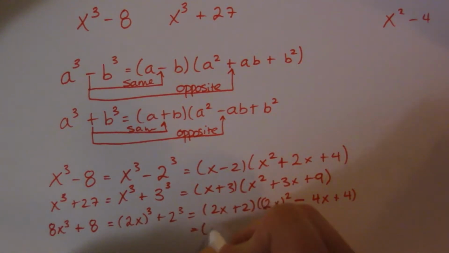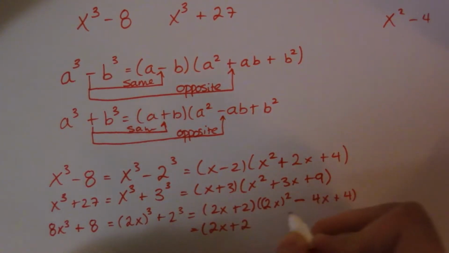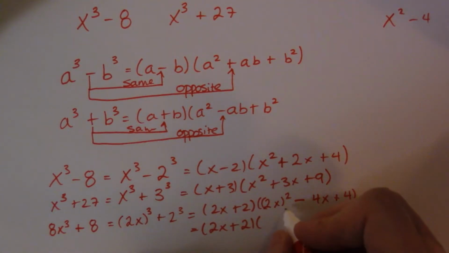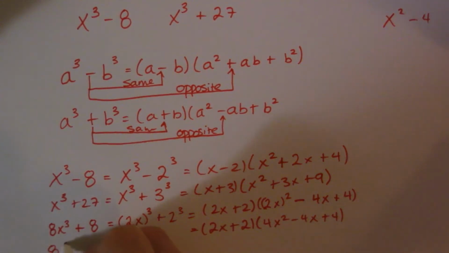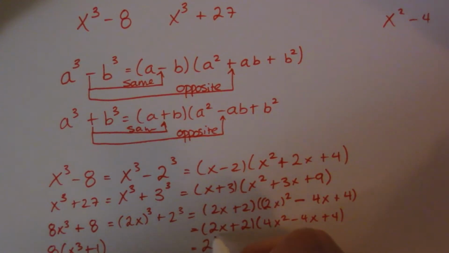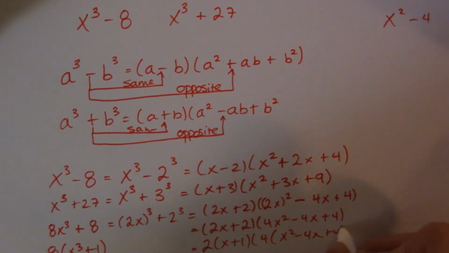Now the only thing is I have to simplify a little bit here, plus 2, and then I'm left with 4x squared minus 4x plus 4. Now, this one isn't completely factored because really it was a crappy example. I could have taken an 8 out of this one to begin with, so you can see that because I can take a 2 out of the first bracket here and get left with x plus 1. And I can take a 4 out of this bracket and get left with x squared minus x plus 1. So that will leave me with 8 times x plus 1 times x squared minus x plus 1.